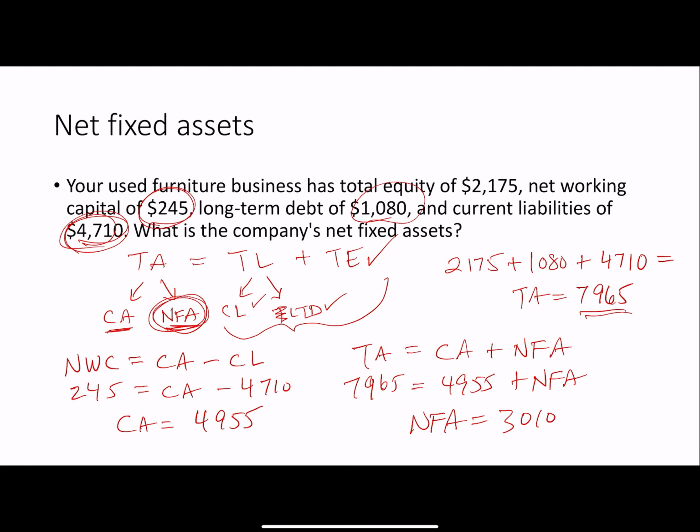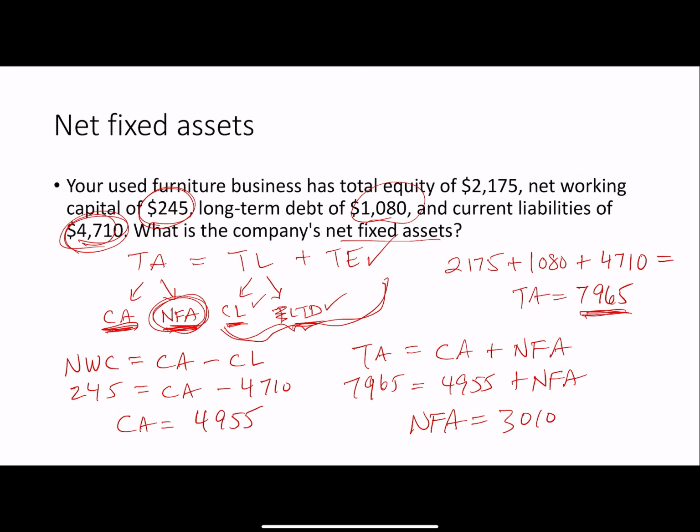All right, so this was a lot. But let's recap what we did. Now, we were asked for net fixed assets, which we know is a part of total assets, right? Because total assets can be broken down into current assets and net fixed assets. We filled out the rest of the balance sheet identity with total liabilities and total equity, and then we further noted that total liabilities can be broken down into current liabilities and long-term debt. We used what we were given to fill out this side right here, which was 7,965, which represents the amount of total assets that the firm owns.